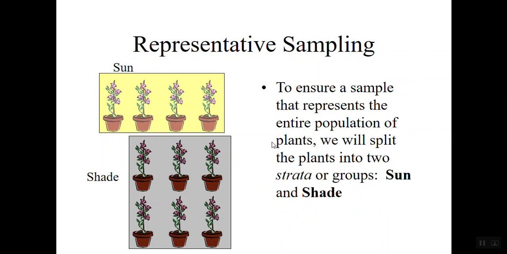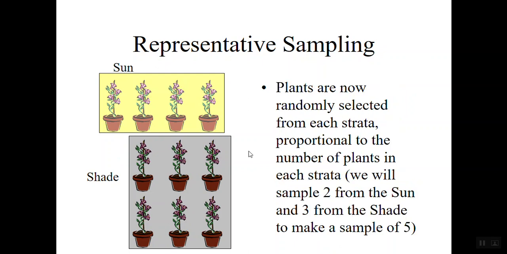To ensure a sample that represents the entire population, we'll split the plants into 2 groups, and sometimes that's called strata. So in this case, like the class of 10 kids, these plants are kind of split into 2 groups, sun and shade. So we want to make sure we pick some from the sun group and some from the shade group. We don't want to do totally random selection.